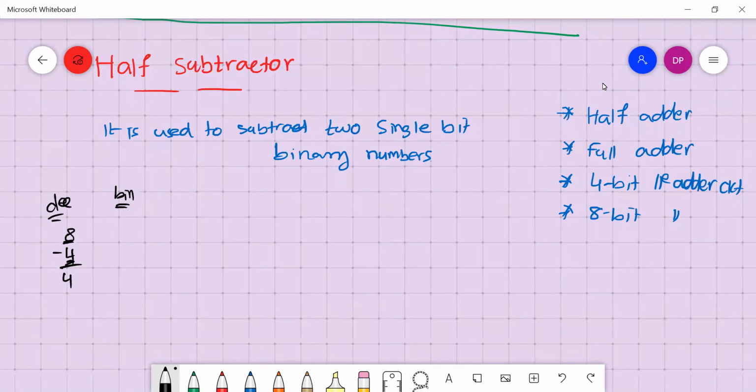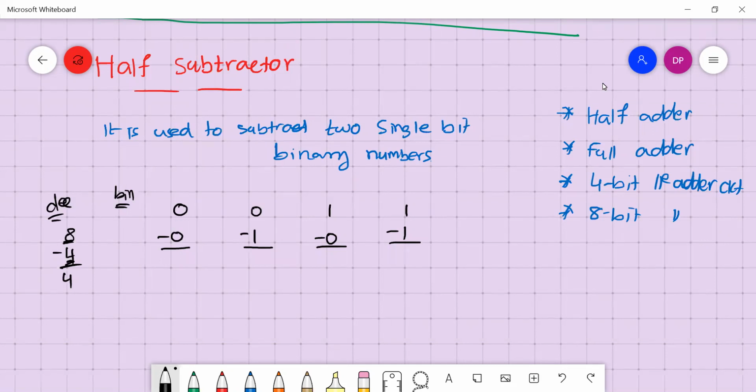combinations we can have. We can have 0 minus 0, then we can have 0 minus 1, we can have 1 minus 0, and we can have 1 minus 1, right? These are the four possible single bit subtractions that we can have. Now please recollect the binary subtraction we studied many days ago. We will be using the same logic over here.